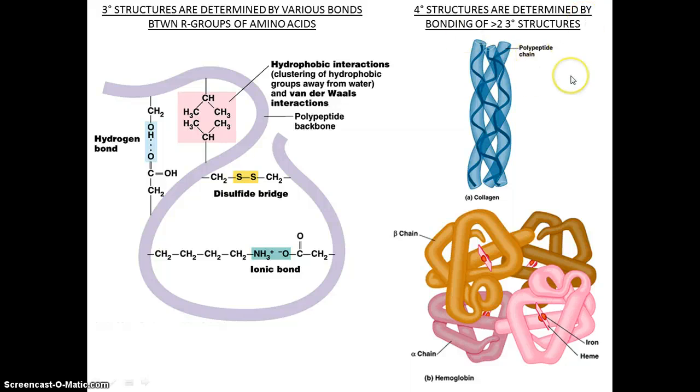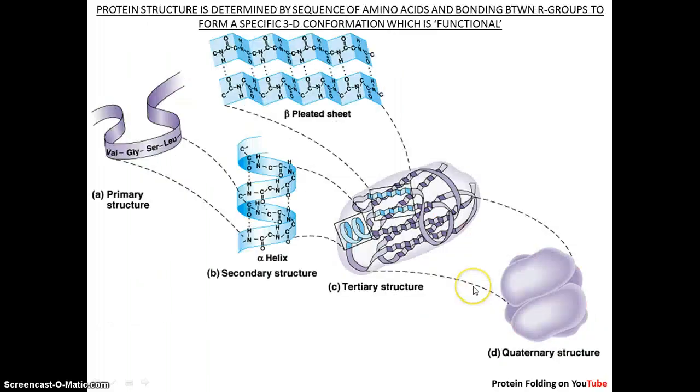Now, quaternary structure is a combination of secondary and tertiary structures put together. So here, for example, you have collagen, okay, and you have hemoglobin. So notice you have different tertiary structures combining together to form the quaternary structure.